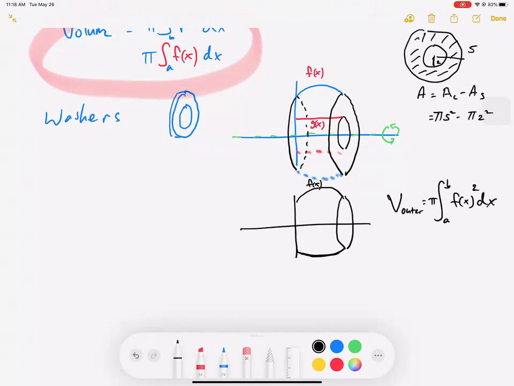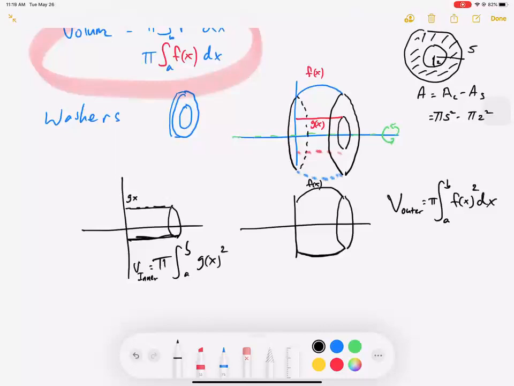And then our equation of our inner, let's go draw this on the side over here. We said this was g of x. If we spin that around, that's a tube on the inside. So that's going to be pi, the volume of the inner, is equal to pi integral from a to b of g of x squared dx.